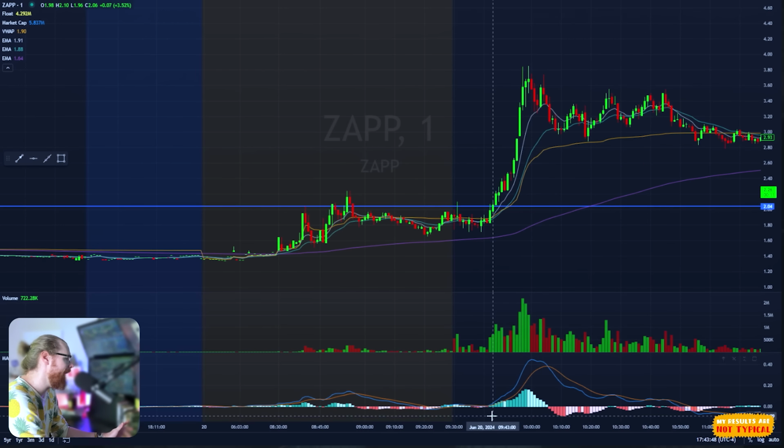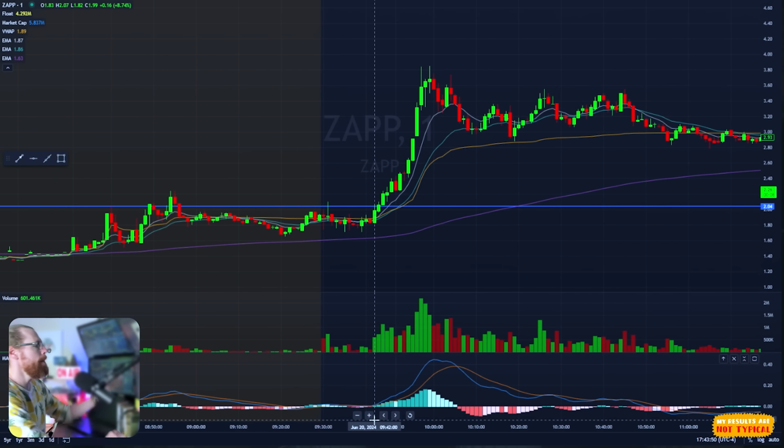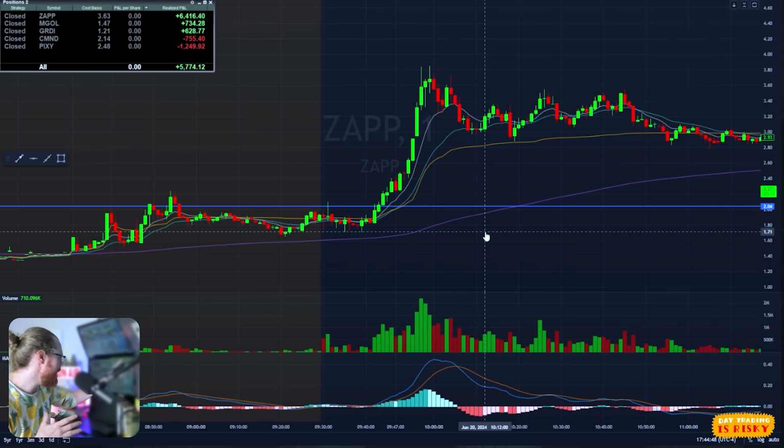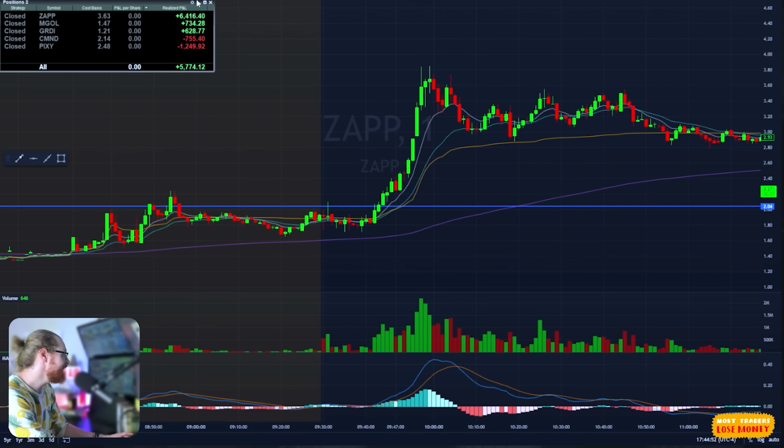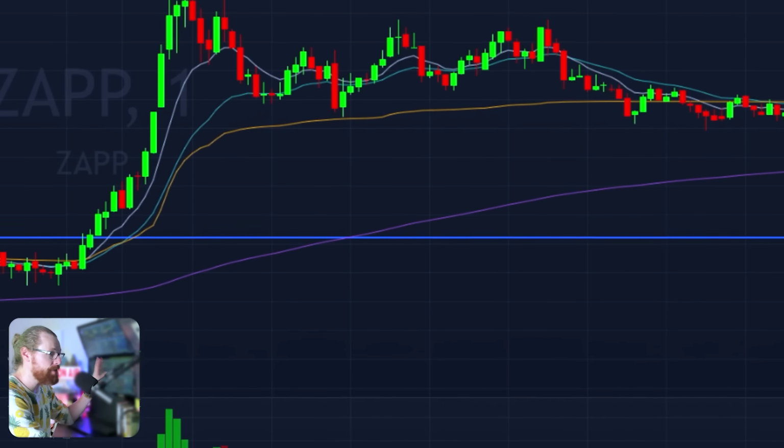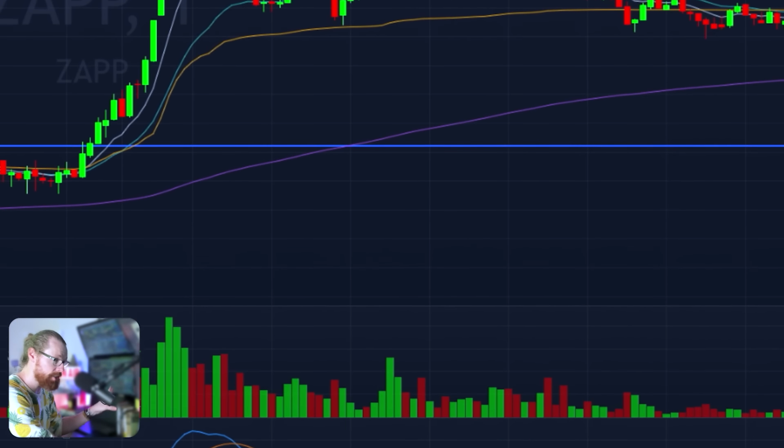The overall market today was actually pulling back a little bit, but this is a stock that had a catalyst. This is a stock that had a reason to make a big move. And because of that news catalyst, it had volume, it had volatility, it had the rate of change that I look for, and I was able to capture profit. So to put my money where my mouth is, you can see I'm up $6,416.40 trading ZAPP. Now, I'm not going to be green every single day, and I'm not going to be green on every single stock I trade.